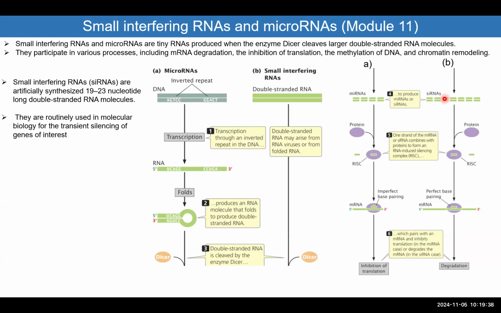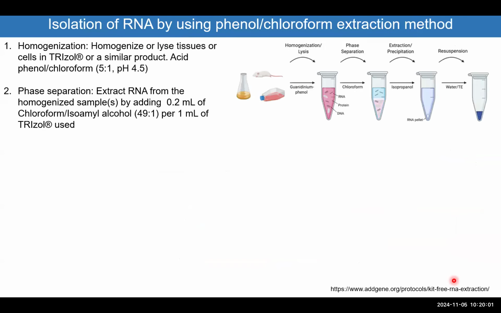When you give it to the cells, it will be recruited to the RISC, and then the RISC is going to go to that gene using that guide. It will bind complementary to that messenger RNA, and it will destroy that RNA. And then the RNA is going to be degraded, and the gene is not going to be expressed anymore. So that's how microRNA and small interfering RNA work.